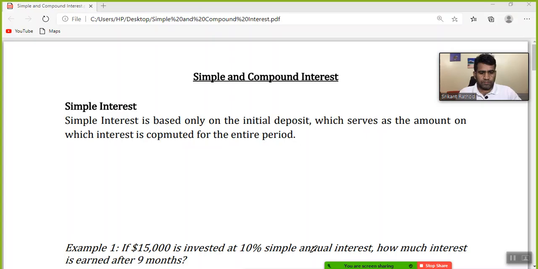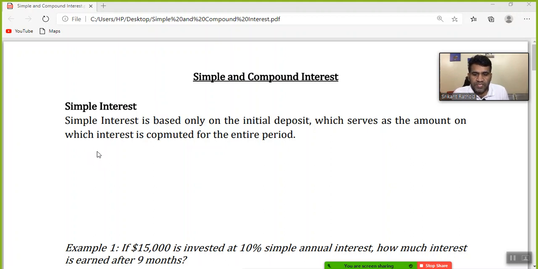So today I'm going to discuss the application of percentage, that is simple interest and compound interest. So let's start. Simple interest is basically calculating interest on a certain amount once in a period of time. The time period may be 1 year, 2 years, or whatever time period has been specified. Whatever amount has been deposited, you calculate the interest on it once for the entire time period. That's called simple interest, right?